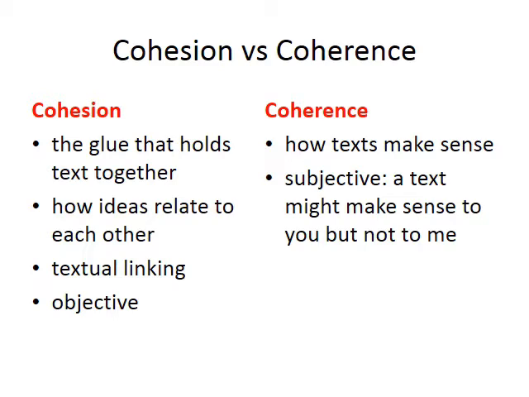Coherence is about meaning, all right? It's about whether or not a text makes sense. In that case, coherence is subjective because it might make sense to me, but it might not make sense to you because of the cultural knowledge I bring to the text as a reader. So cohesion is about the text sticking together, coherence is about meaning.